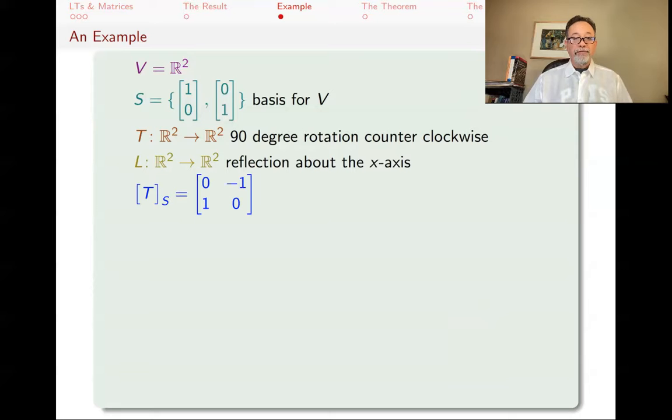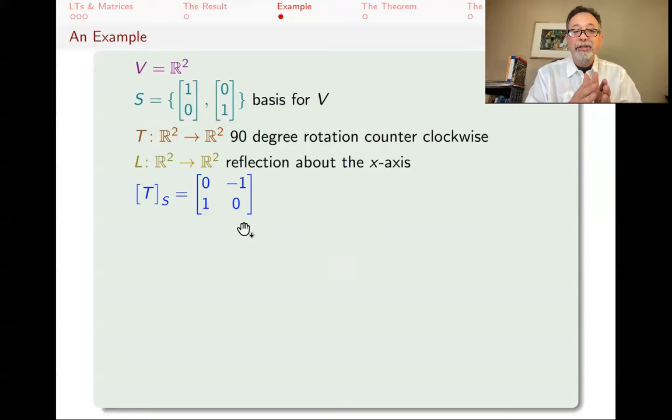Now, the matrix of T with respect to S, when we have the same basis for the domain and the codomain, we don't write the matrix of T with respect to S comma S. We use a shorthand and write the matrix of T just with respect to S, and it is this matrix. Why is that? Where did the 0, 1 come from, the first column? Well, you took 1, 0 and see what T does to it. If you take the point 1, 0 and rotate it 90 degrees, it ends up at the point 0, 1. It was on the x-axis, it goes up to the y-axis and becomes 0, 1. And so that's the first column here.